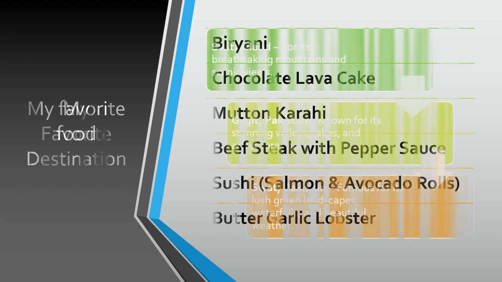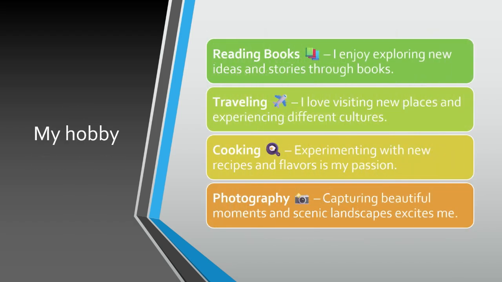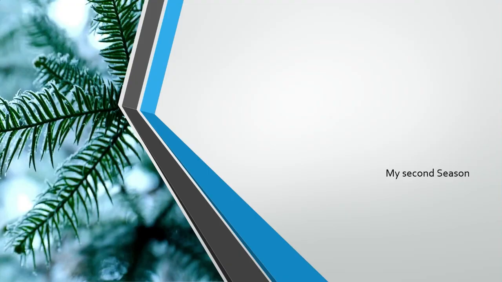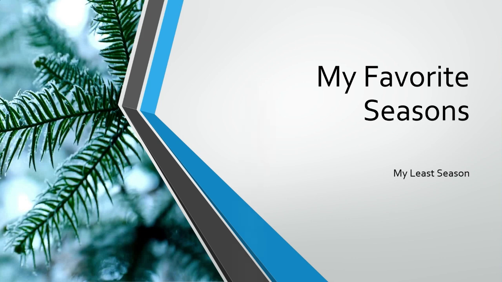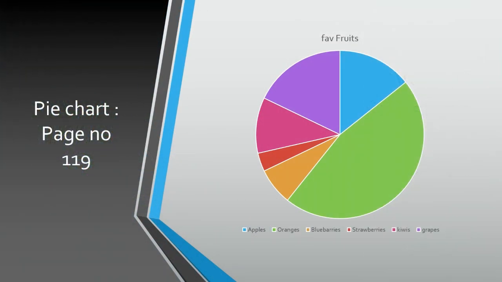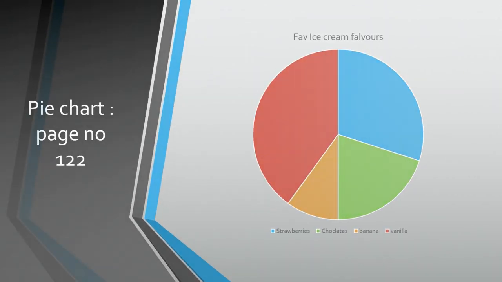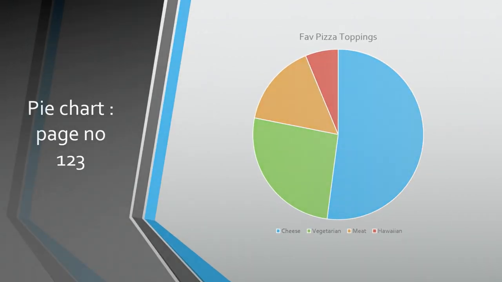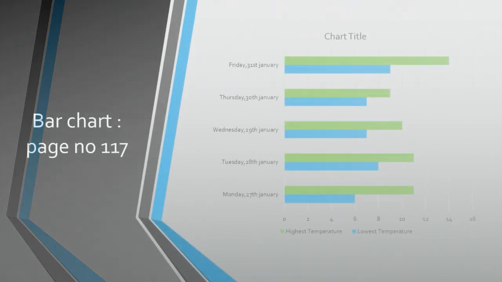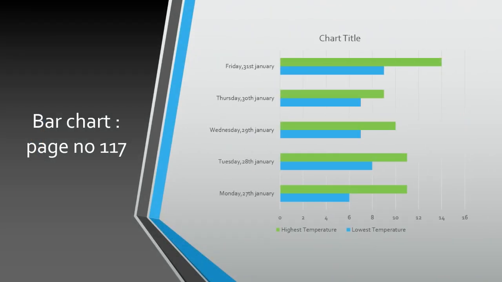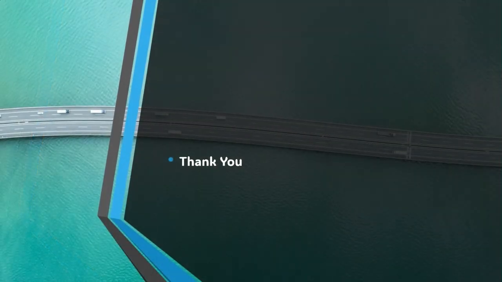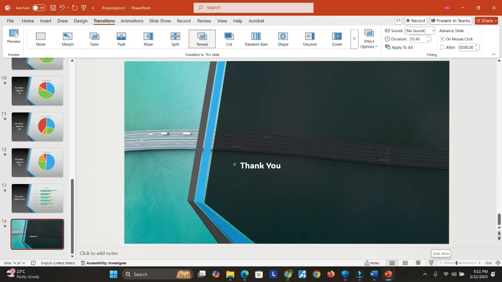Third transition, the fourth transition, your hobbies, your favorite seasons, your second favorite seasons, your least favorite season, your favorite fruits, the pie chart that is mentioned on this page, the next page, the next page, the next page, and we are done. Moving towards the bar chart, and then the thank you slide. That's it. Simple as that.